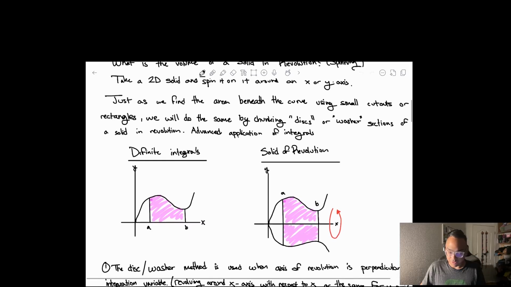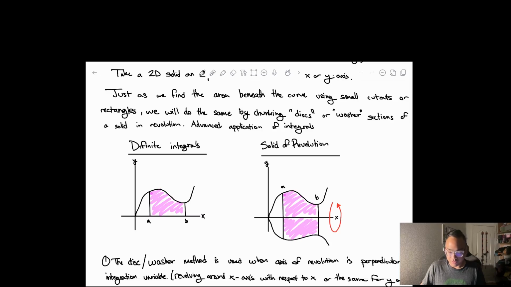Just as we find the area underneath the curve using small cutouts or small rectangles, if you picture when we did definite integrals, we found an area, highlighted in pink, using small rectangles. I'll put this in blue. This is how we found the area: by taking an infinite amount of small rectangles throughout the graph from interval a to b.